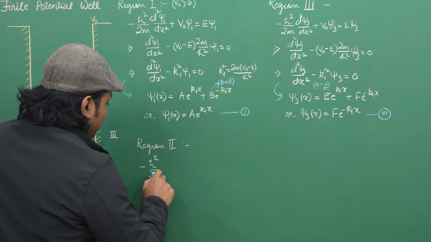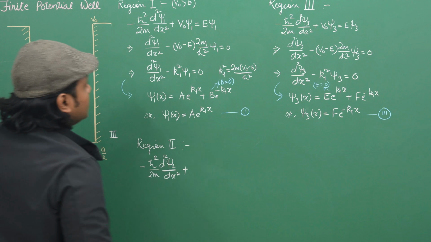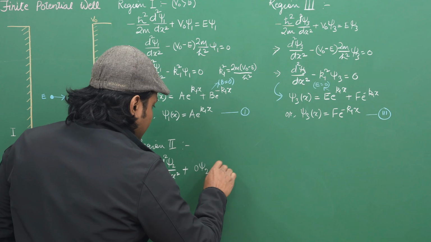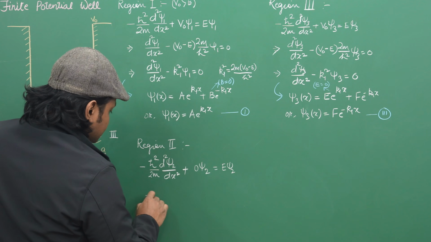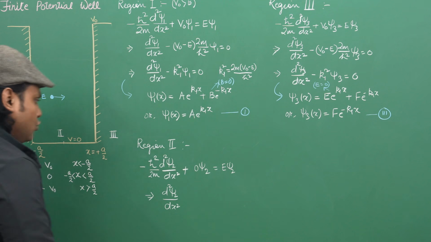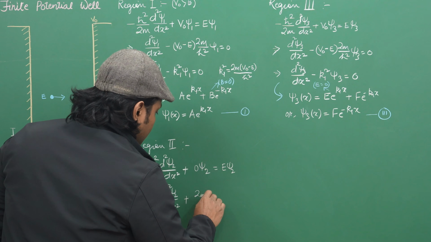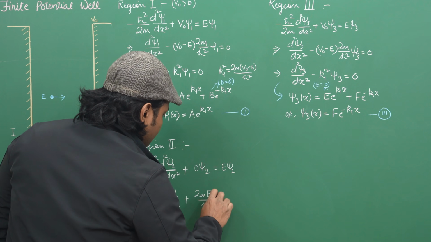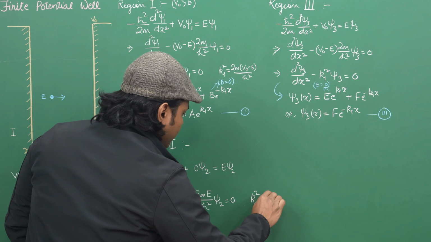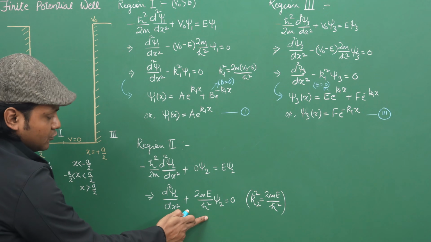So minus h cross square upon 2m d2 psi 2 upon dx2 plus, the potential inside is 0, so nothing, we have 0 psi 2 is equal to E psi 2. So this simply leads to d2 psi 2 upon dx2 plus 2mE upon h cross square psi 2 is equal to 0. So let's suppose k2 square is equal to 2mE upon h cross square. In that case, we have k2 square psi 2 here.